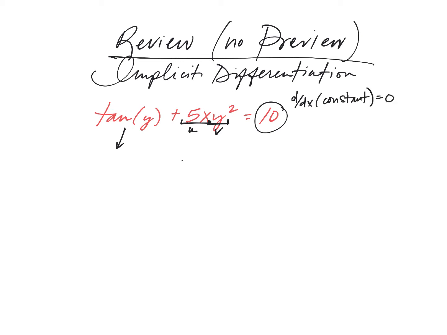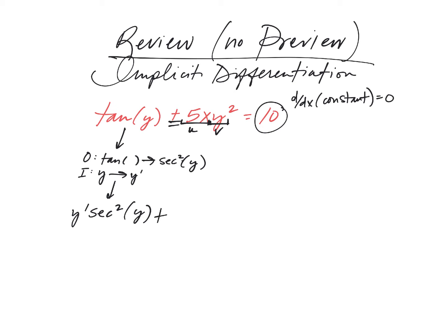First, this tangent is a chain rule function, the outside function being the tangent and the inside being y. The derivative of tangent is secant squared. What starts in parentheses stays in parentheses. And the derivative of y is 1 times y prime, or y prime. So that final derivative would be y prime times the secant squared of y.